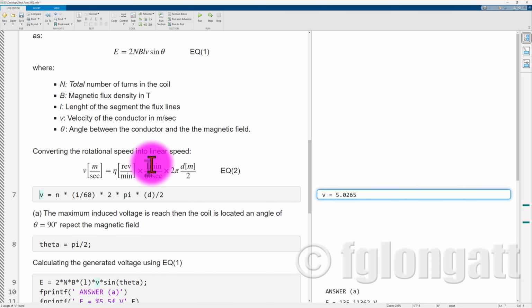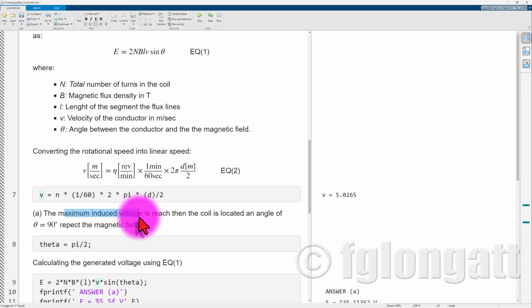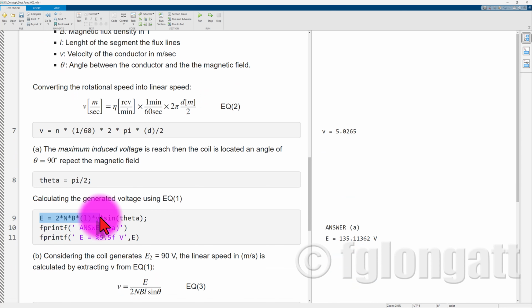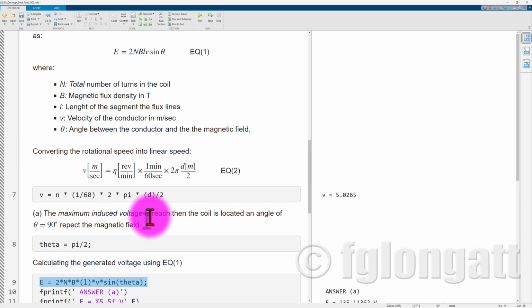Now, as we are asked about the maximum induced voltage, the maximum induced voltage is produced when the coil is located at 90 degrees, or in other words, where the angle theta is equal to pi half radians.